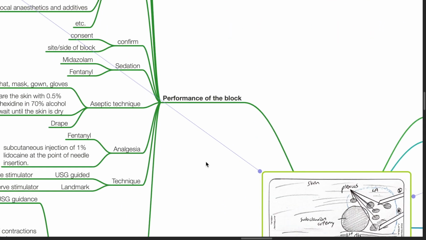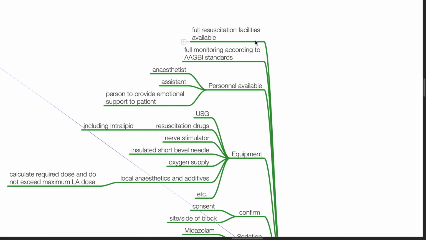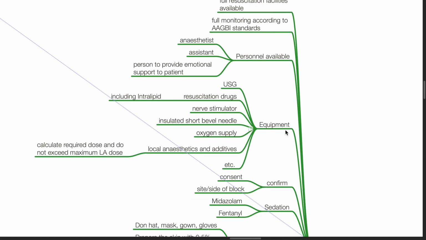Performance of the block. Full resuscitation facilities must be available and full monitoring according to AAGBI standards. Available personnel should include anesthetist, assistant, and a person to provide emotional support to the patient. Equipment needed includes the ultrasound, resuscitation drugs including intralipid, nerve stimulator, insulated short bevel needle, oxygen supply, local anesthetics and additives. Calculate the required dose and do not exceed maximum local anesthetic dose.